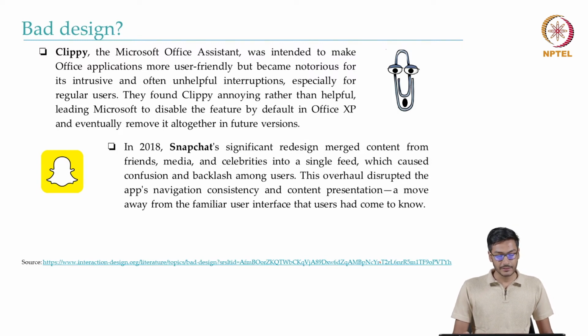The next bad example we see is Snapchat. In 2018, Snapchat had a significant redesign which merged content from friends, media, and celebrities into a single feed. It caused confusion and backlash among users. This disrupted the app's navigation consistency and content presentation, which was a move away from the familiar user interface that Snapchat is known for.